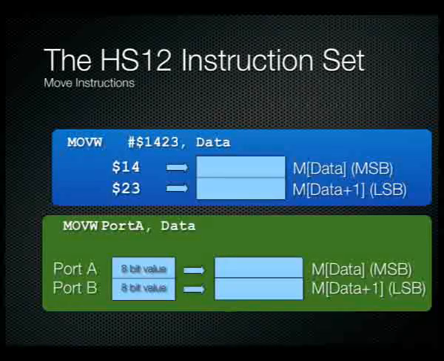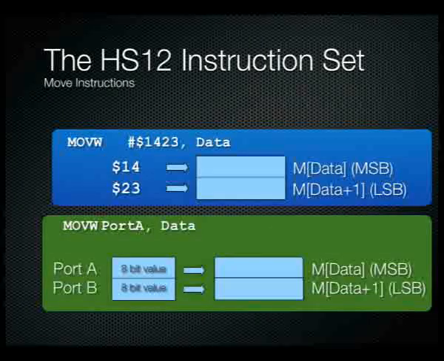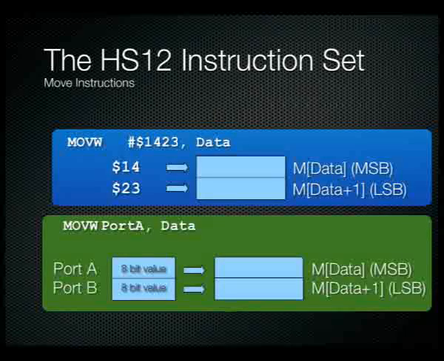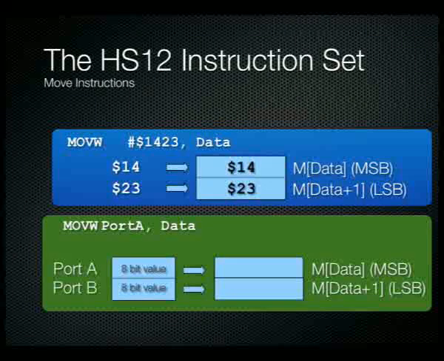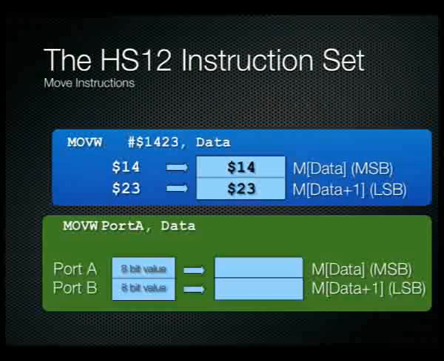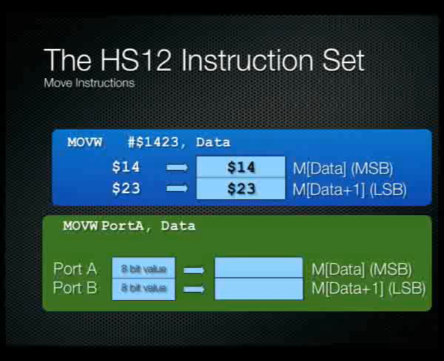So the 14 is the most significant byte. 14 is stored into the memory location referred to by data itself, and the value of 23 hexadecimal is stored in the memory location that directly follows. So in this case, data plus 1. So it's index of data plus 1 in our memory. It's the memory location directly under where the 14 was stored. So if you looked in the memory, you'd see the hexadecimal 14, and then in the memory location directly following that, you'd see the hexadecimal value of 23.